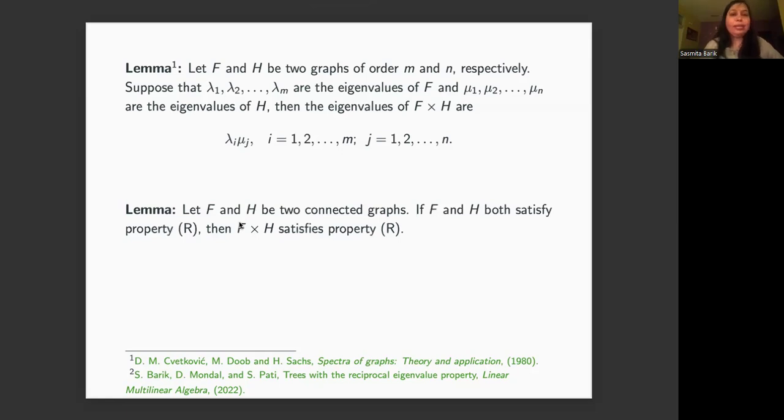And then one thing you can observe here: if F and H are both connected graphs and both satisfy property R, then the direct product also satisfies property R. This can be observed easily because of the spectrum. But the converse is not true here, and you can get one example.